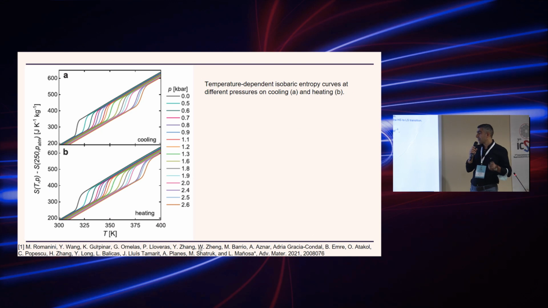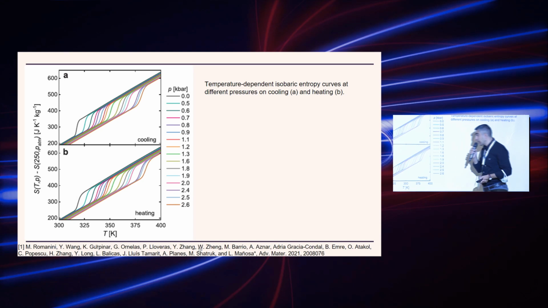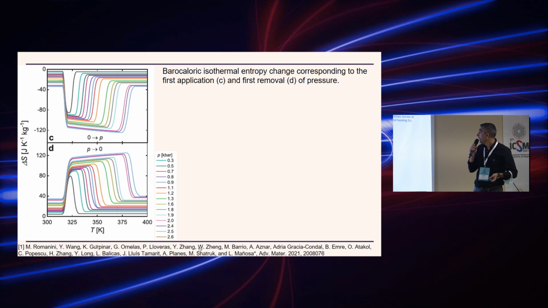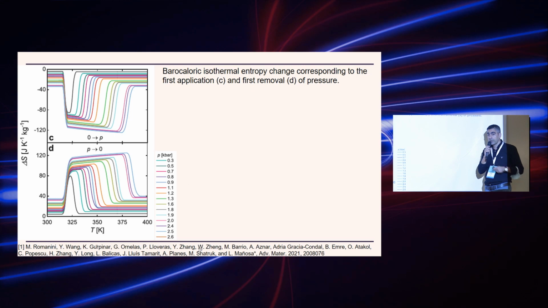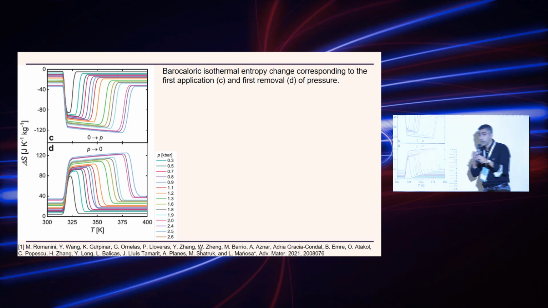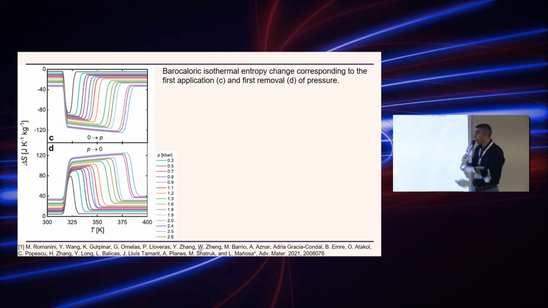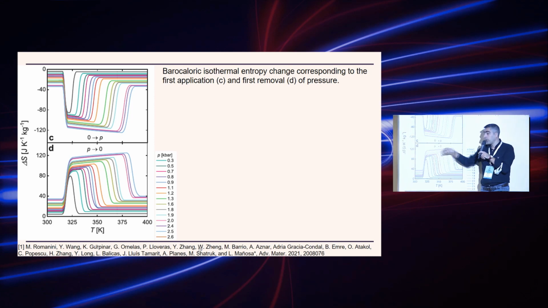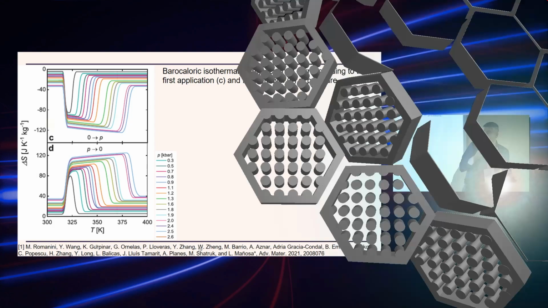So all these results are the basis, and as Professor Mañosa explained, we determined the entropy changes according to the pressure and the temperature. And then we have deduced our isothermal change corresponding to the first application and removal of the pressure. As you see, we have a giant temperature span, which is very good. And we also had the entropy change from the application or removal as 120 joule per kilogram Kelvin.